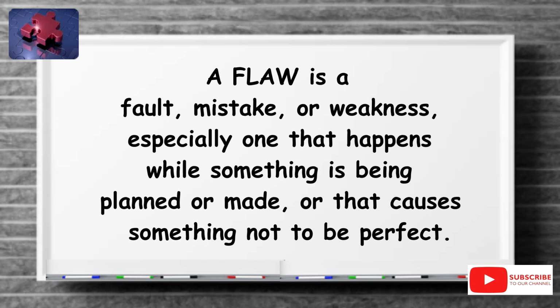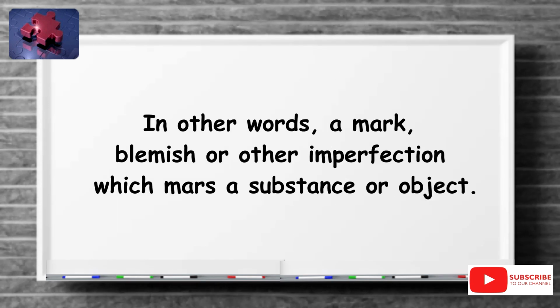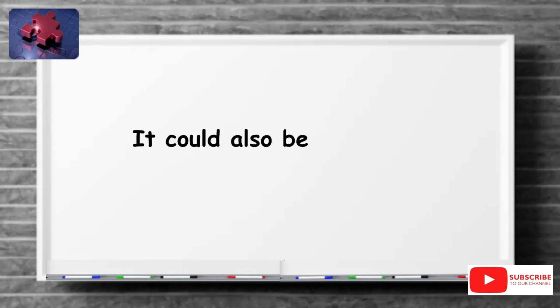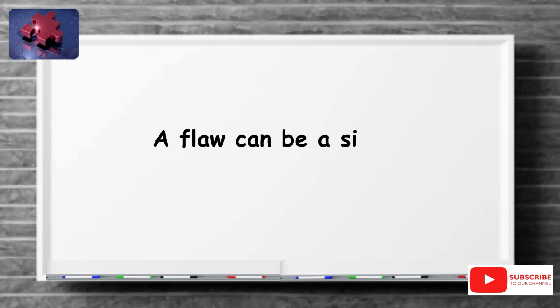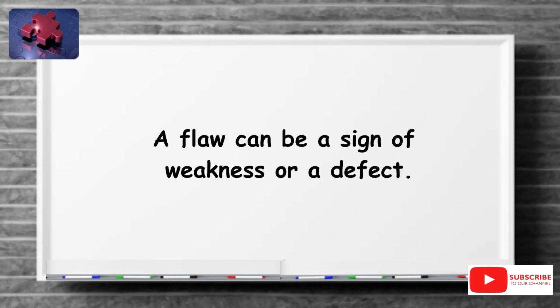A flaw is a fault, mistake, or weakness, especially one that happens while something is being planned or made, or that causes something not to be perfect. In other words, a mark, blemish, or other imperfection which mars a substance or object. It could also be a fault or imperfection in a person or object. A flaw can be a sign of weakness or a defect.